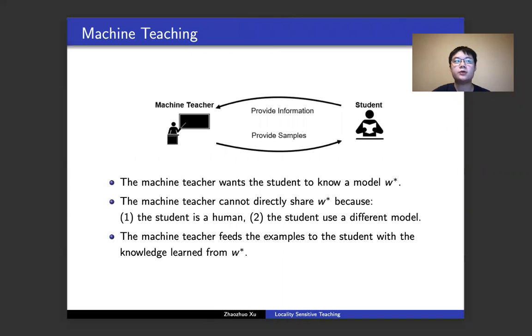In this paper, we talk about the task called machine teaching, an inverse problem for machine learning. In the machine teaching paradigm, a machine teacher has a model for a task. Then the machine teacher wants to teach the student this model. However, the student cannot have access to the teacher's model. For example, the student is either a human or uses a different model for the same task. Therefore, the machine teacher should feed examples to the student with the knowledge learned from the W star.